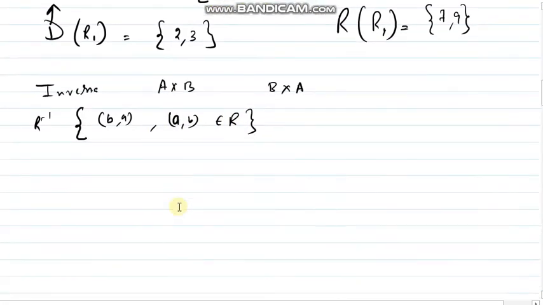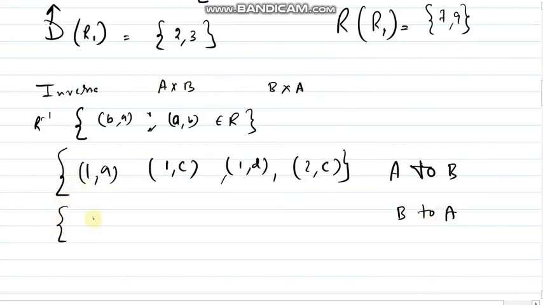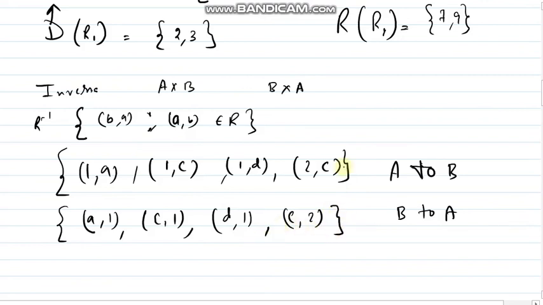Suppose one relation is given as (1, A), (1, C), (1, D) and (2, C). If this is the relation given from A to B, what will be the relation from B to A? That's very easy. It will be (A, 1), (C, 1), (D, 1) and (C, 2). Just the elements will be in the opposite direction.